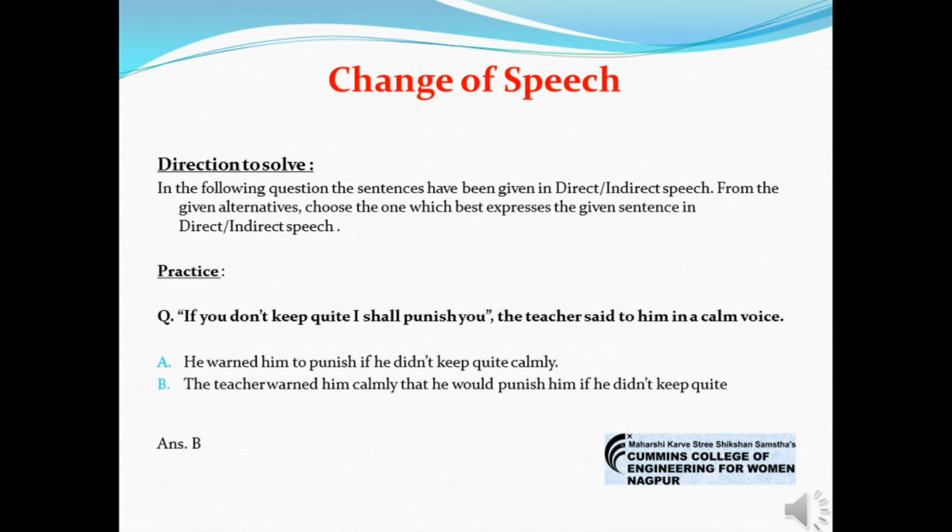So two options are given. According to the rule, option B is correct. And the indirect form: the teacher warned him calmly that he would punish him if he didn't keep quiet. Hope you understood this.